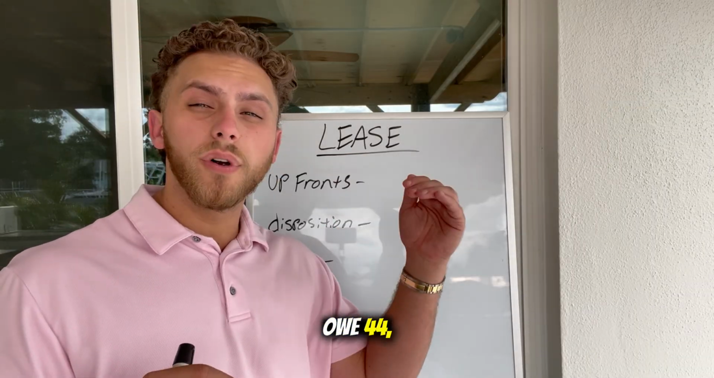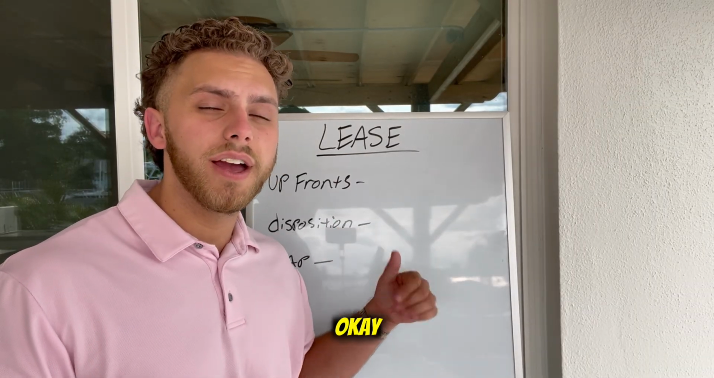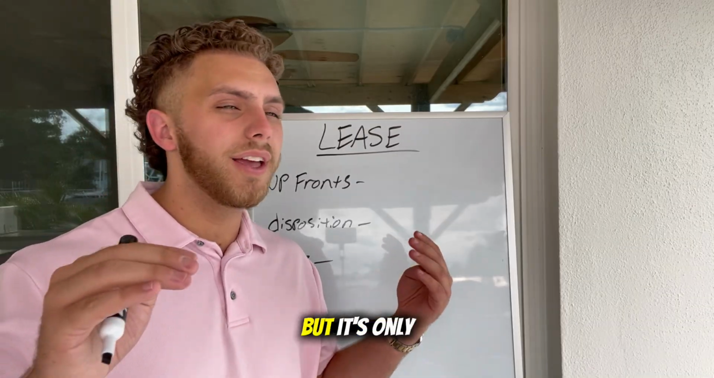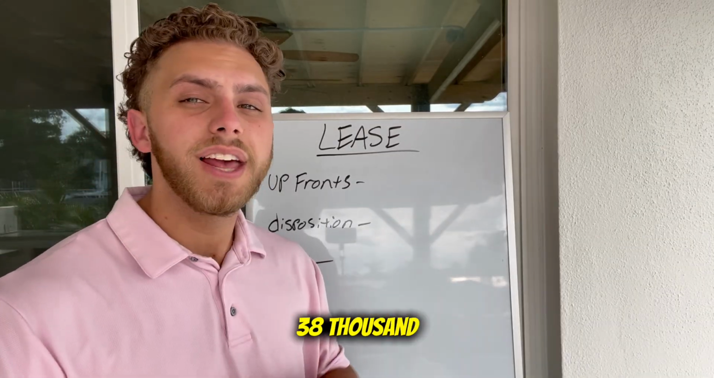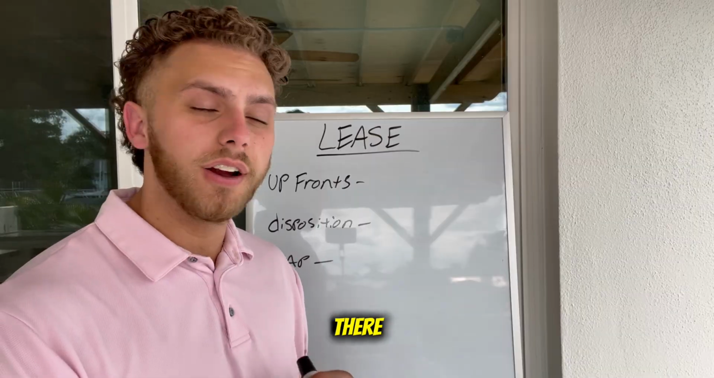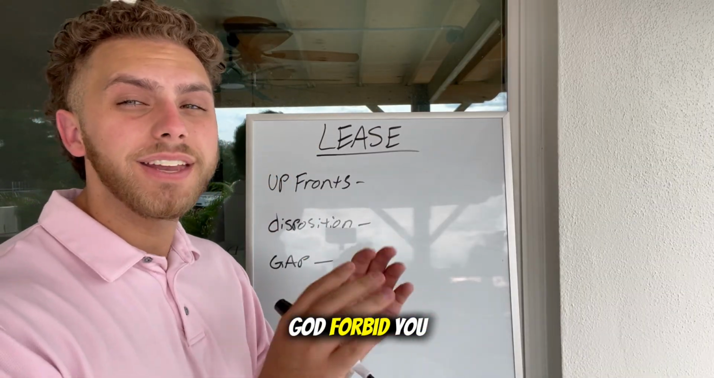Let's say you owe $44,000 on this $50,000 car, okay? Because you're about halfway through your lease, but it's only worth $38,000. It covers that $6,000 difference there. So you don't have to come out of pocket, God forbid you ever totaled it.